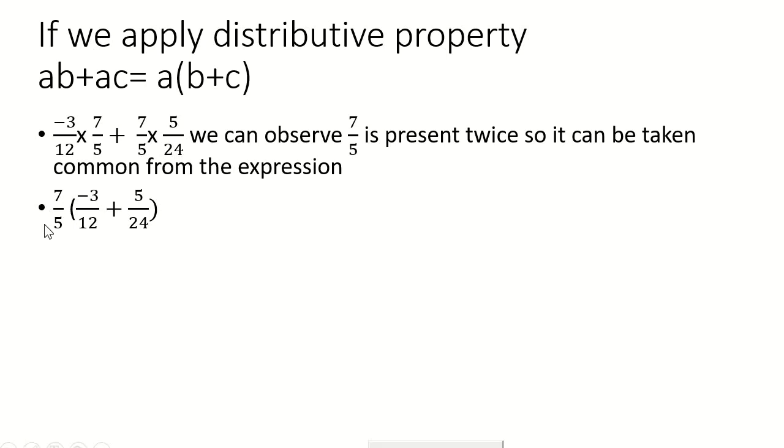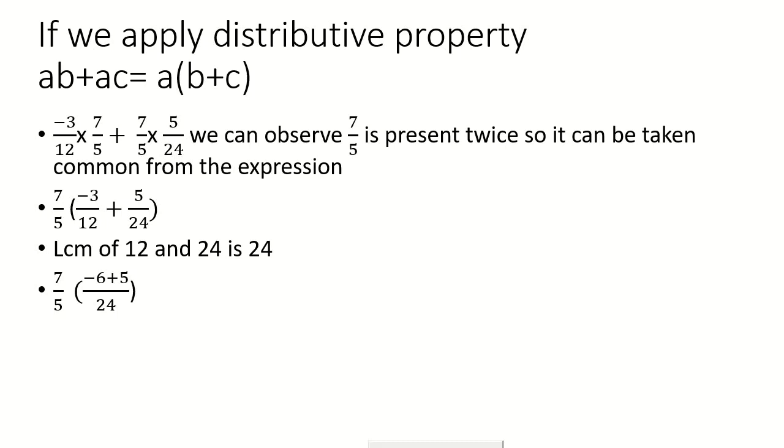7 by 5 comes out as common, the remaining numbers remain in the brackets. So minus 3 by 12 plus 5 by 24 are in bracket with the same addition sign. Now we will first solve the bracket. As 12 and 24 have LCM 24, the inside of the bracket is solved as minus 6 plus 5, which is minus 1. So the number inside the bracket is minus 1 by 24.